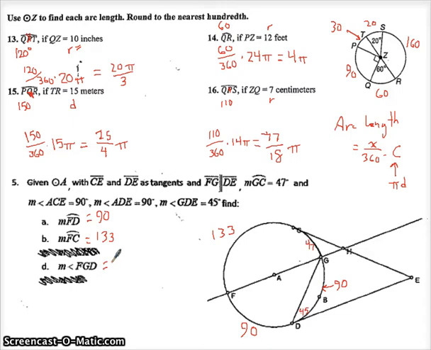FGD, F to G to D. Oh, I didn't do that one. This is 90. This intercepts the 90. So it has to be, it's on the circle, so it's half. Okay, I believe that's the end of this review packet. Enjoy your 4-day weekend, what's left of it, and good luck on the test.